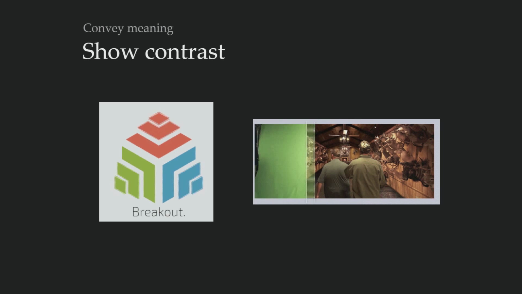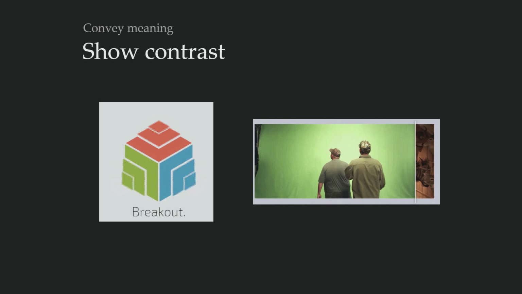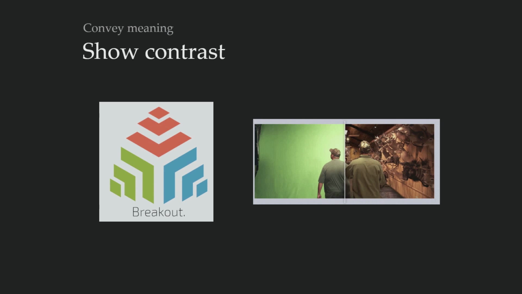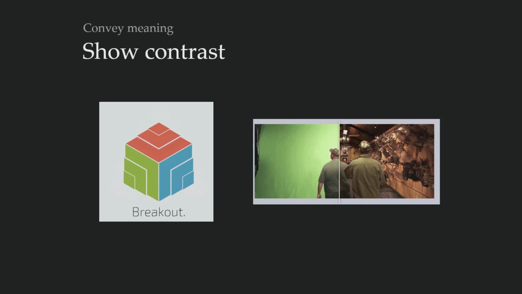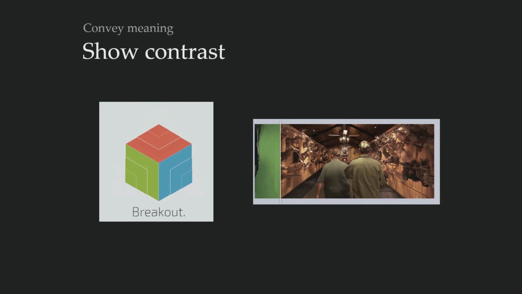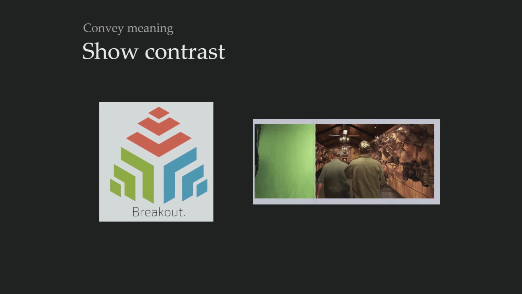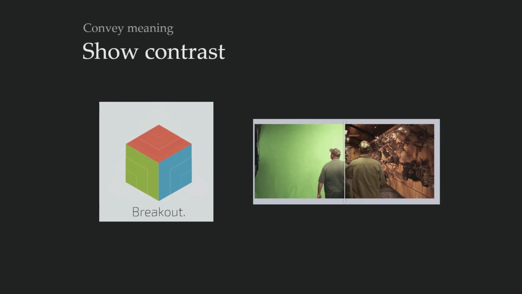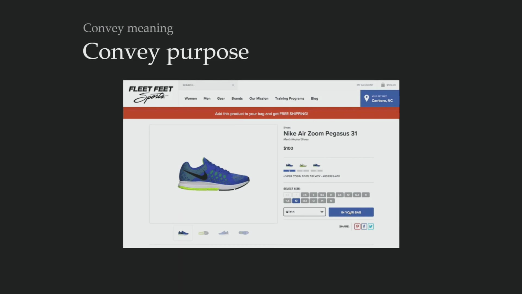It involves the user themselves using this slider to show the difference between the green screen and the final image, providing that additional understanding of how this scene was created. And it also gets the user involved, which that interaction is very valuable, and I'll talk about that a little bit more later. So another way we can convey meaning through animation is by conveying purpose for things.